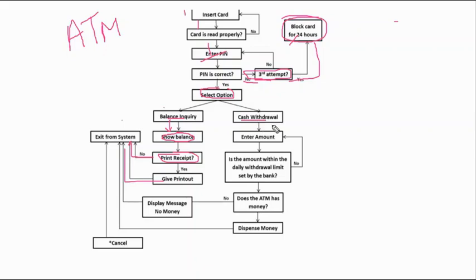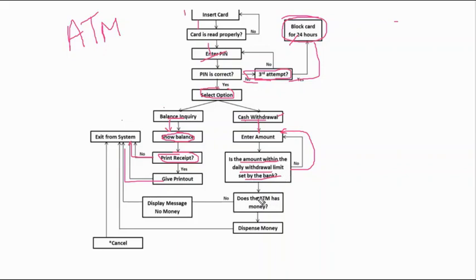In the second option, the cash withdrawal option will come. After clicking the cash withdrawal button, it shows enter amount. Then it checks whether the amount is within the daily withdrawal limit set by the bank. There will be a certain limit set by a bank that a person can draw in one day. If yes, then it will go to the next check. If no, it will go back, and again you need to enter an amount within your daily withdrawal limit. So this is how it works.